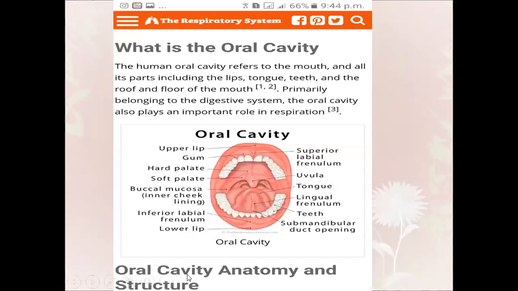Then we have the lower lip, and the superior labial frenum is then preceded by the uvula, which is the hanging, muscular portion of the soft palate, and which can be seen prominently when the mouth is open. Then we have the tongue, which makes up most of the floor of the mouth. Then we have the lingual frenulum, which is a connective tissue apparatus again. Then we have the teeth covering up the arches, and the submandibular duct opening into the lower mouth behind the lingual frenulum.